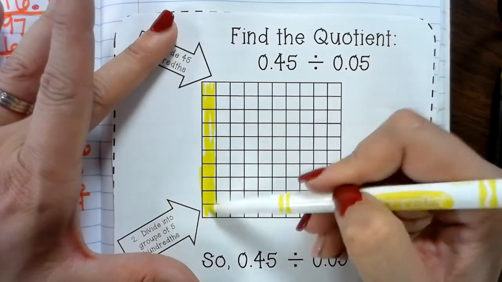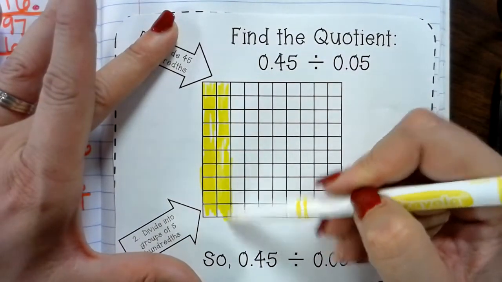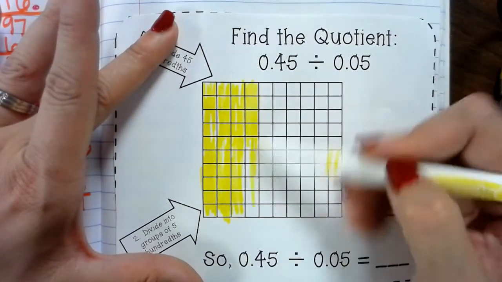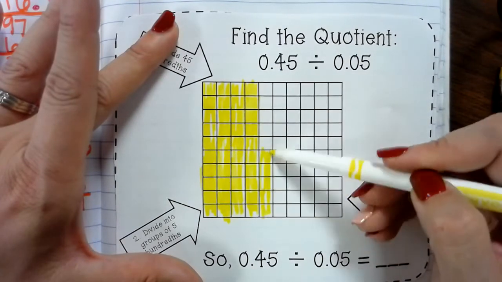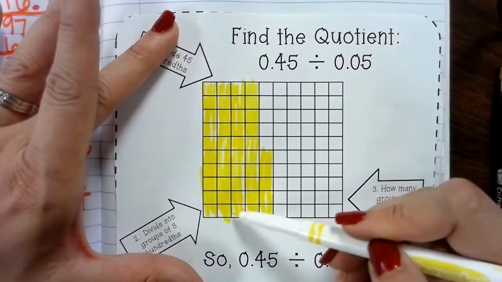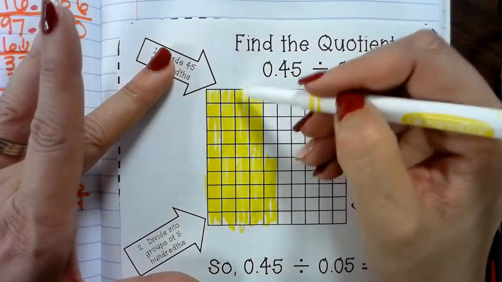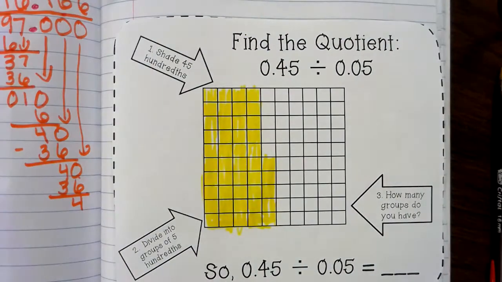That's 45 squares. So we know they go by tens. So I've got 10, 20, 30, 40, and then 5. That's 2, 4, 5. So 45 out of the 100 I colored in. Okay? They do not need to be perfect. Don't spend all of our time coloring. We need to make sure that we're doing the math.